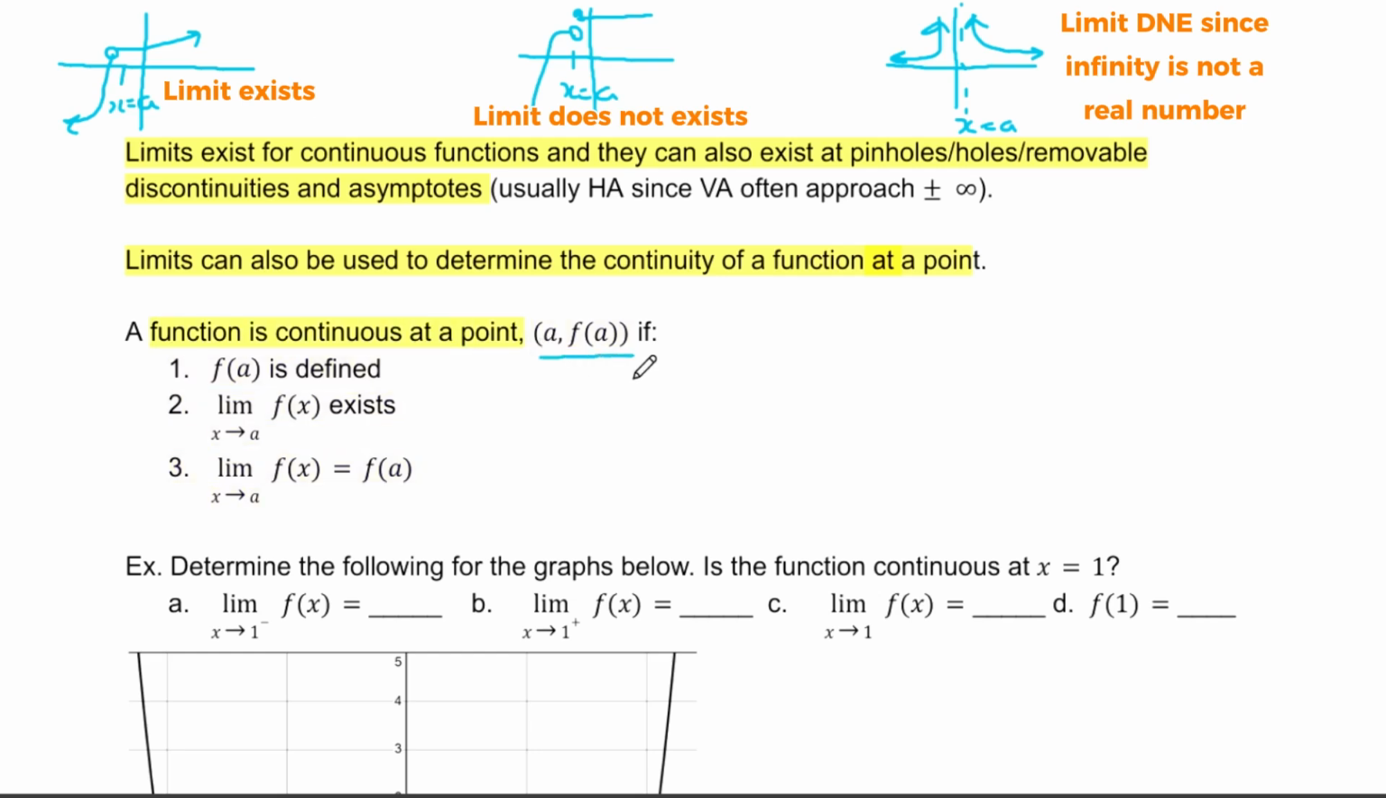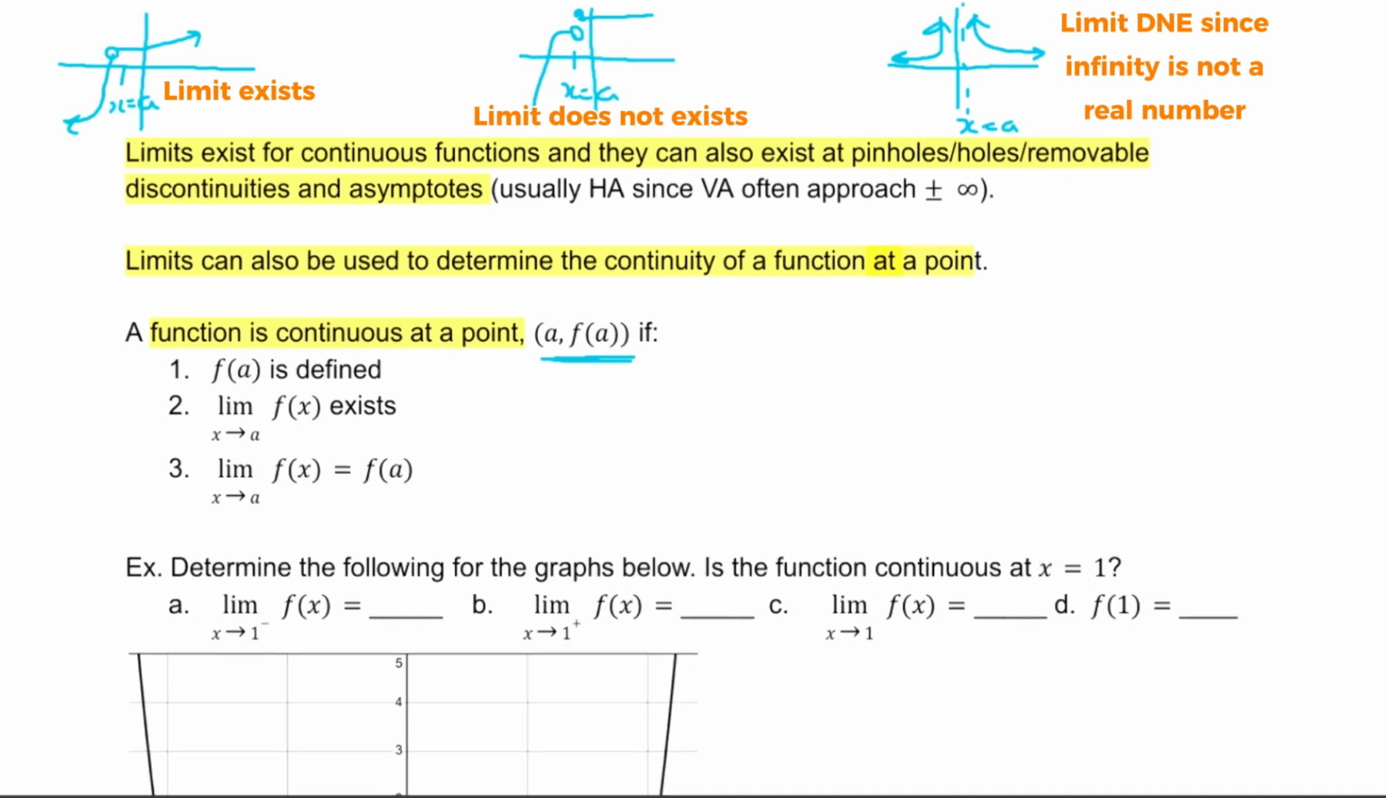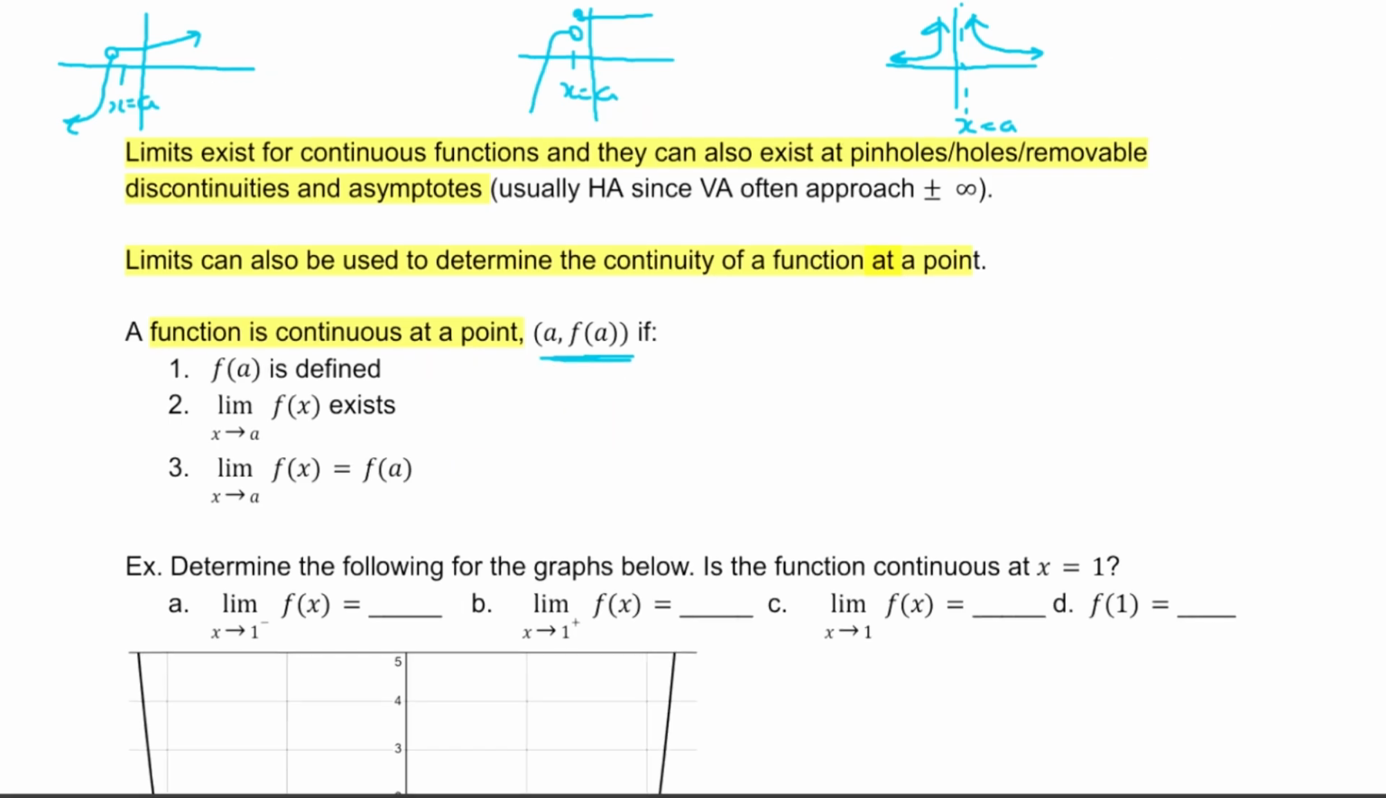A function is continuous at the point (a, f(a)) if three conditions are satisfied. First, f(a) is defined. Second, the limit as x approaches a exists. Third, the limit as x approaches a is equal to f(a). If all three conditions are true, then the function is continuous at that point.